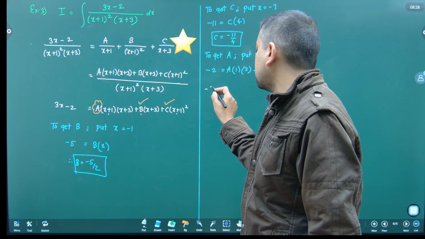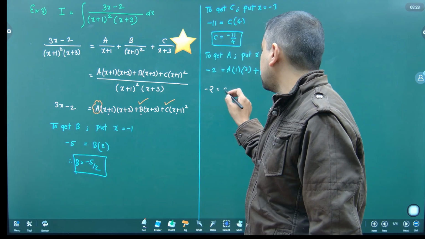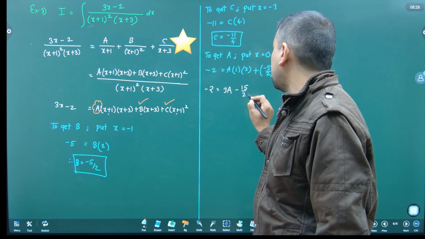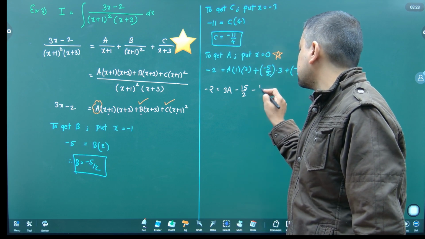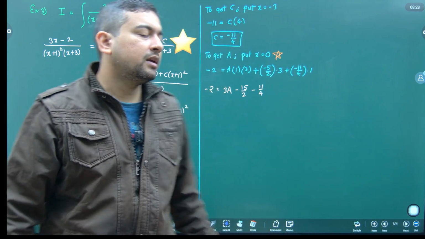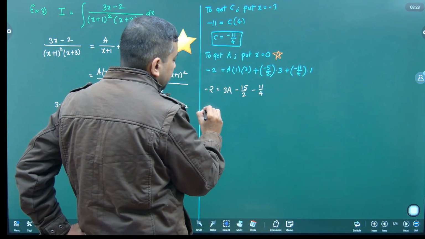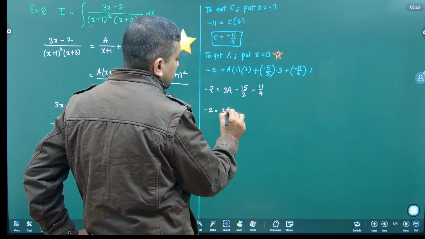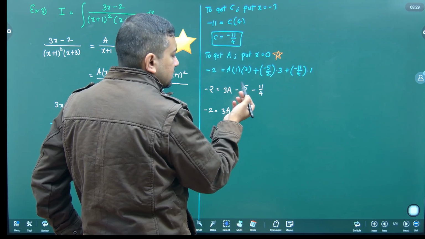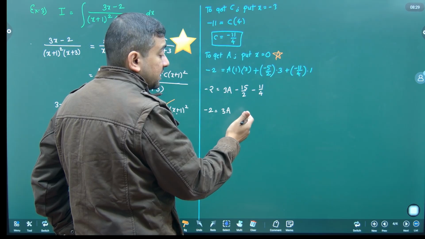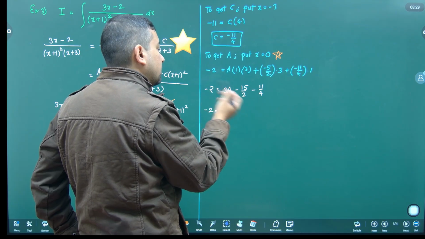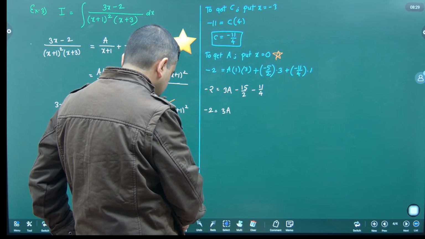So this will reduce to what? Minus 2 is equal to, this is 3A. This is minus 15 by 2 minus 11 by 4. Correct or not? Please check the calculations. So minus 2 is equal to 3A. What you can do? See, as per your wish you can solve this. Either you add this or you can take to the left hand side, that will be better.